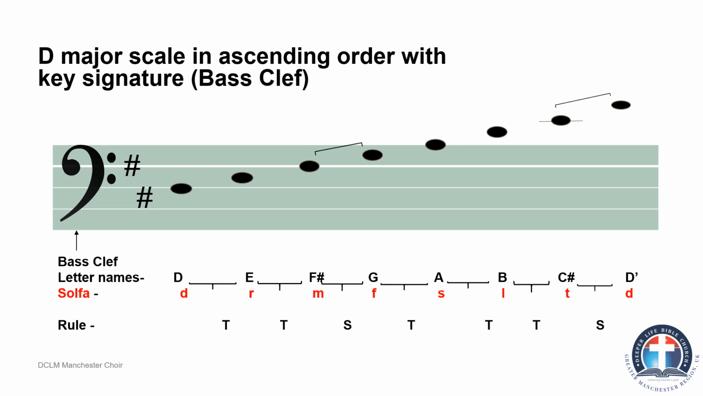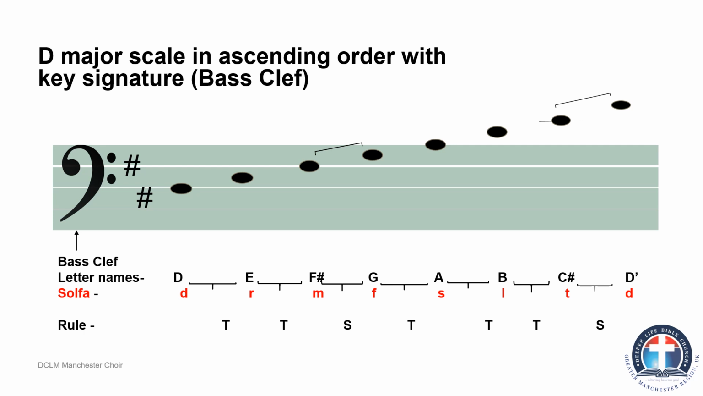So D, E, F sharp, G, A, B, C sharp, and then D. If you notice that C sharp and D are outside the stave, and that's why we applied ledger lines to accommodate C and D, because they are too high for the bass stave. Also for this presentation, we see that it has the key signature. So after the bass clef, we have the key signature and then the notes.